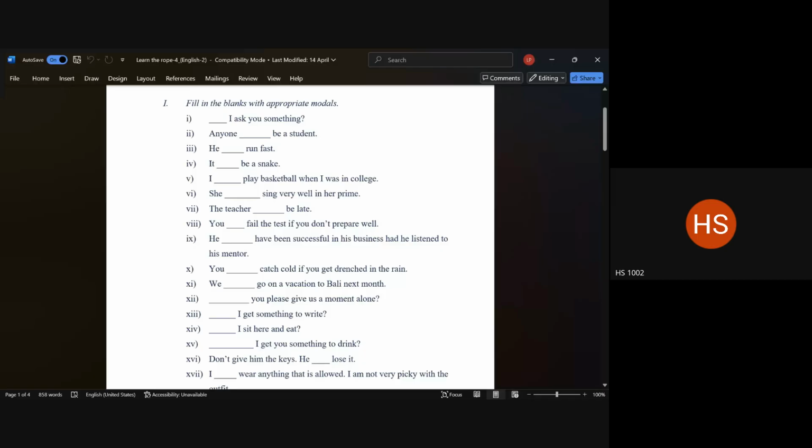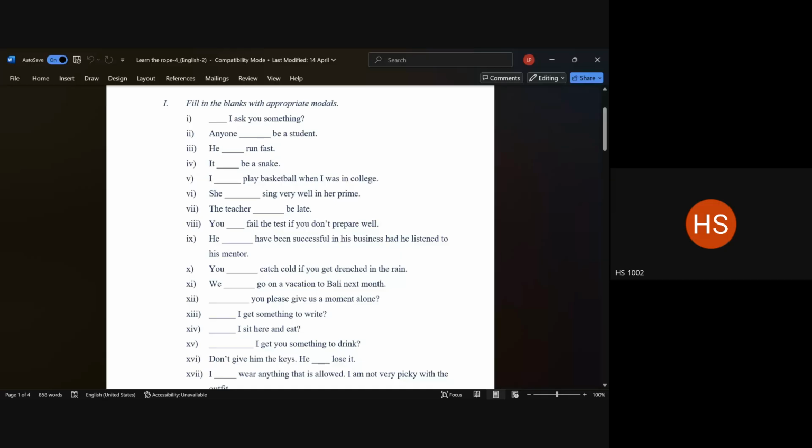In this case, if you're using will, the teacher will be late, what do you think the interpretation would look like? Can it look like an intention? Ma'am, possibility. No, not possibility.